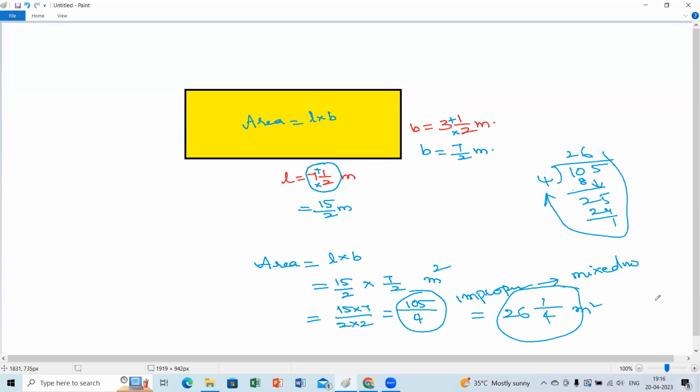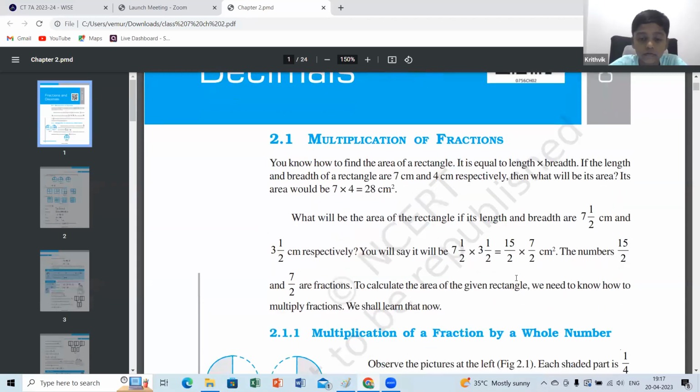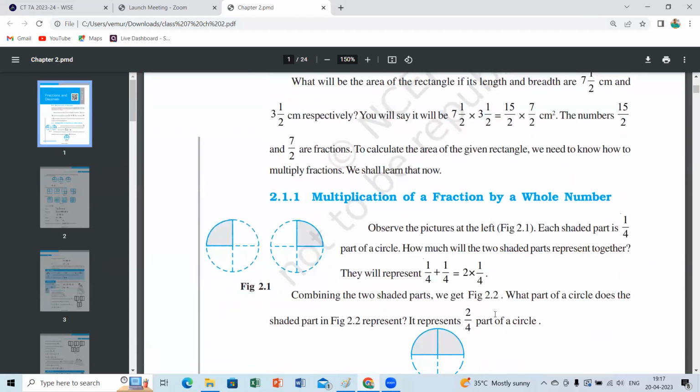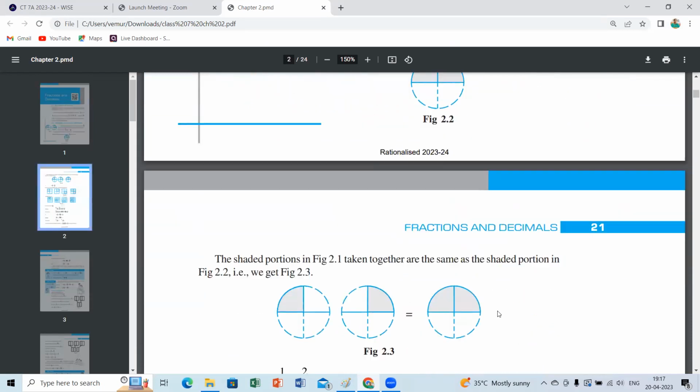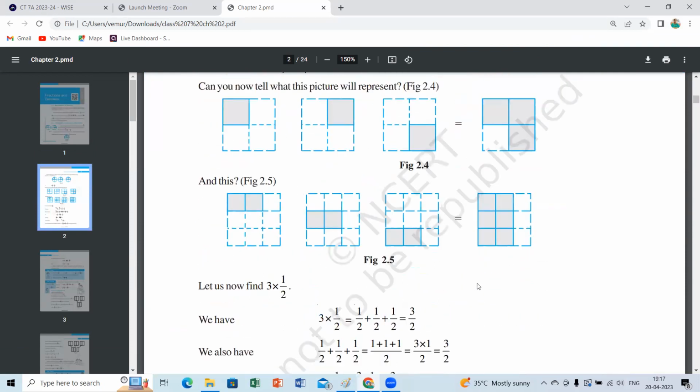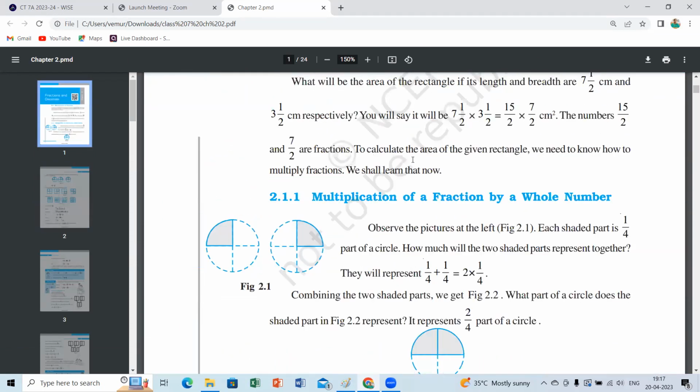Hope you understood, children, how multiplications can be done. That is a basic question, children. To calculate the area of a rectangle, we need to know how to multiply fractions. We shall learn that now: multiplication of fraction by a whole number. There are different cases: multiplication of fraction by whole number, multiplication of fraction by fractional number, multiplication of fraction by mixed number. We will go step by step. I'll take one example here.